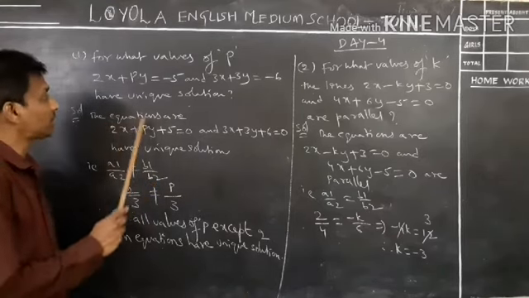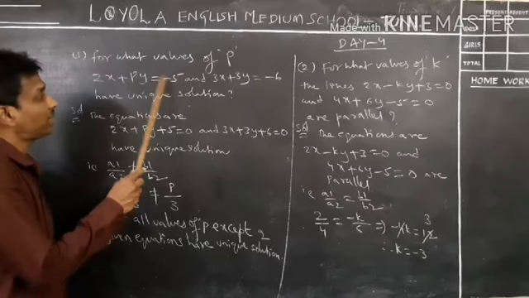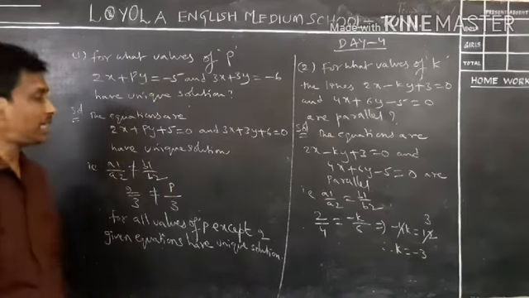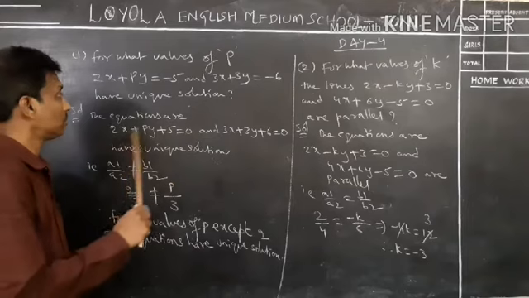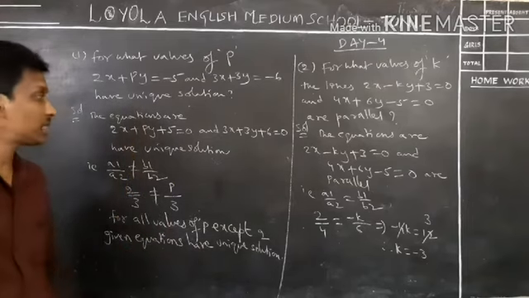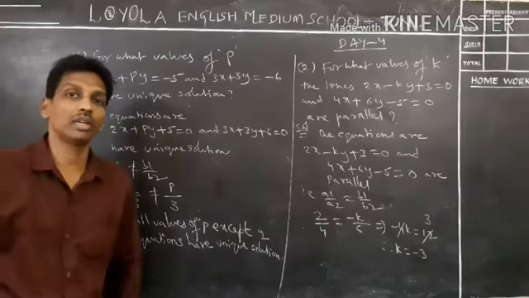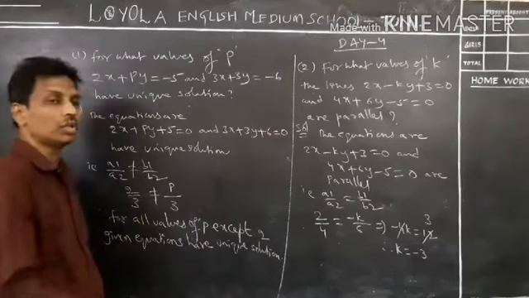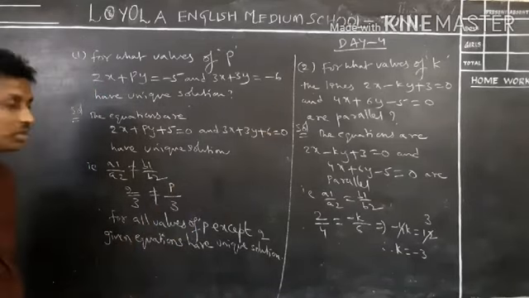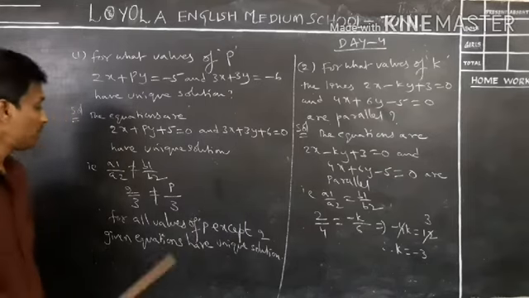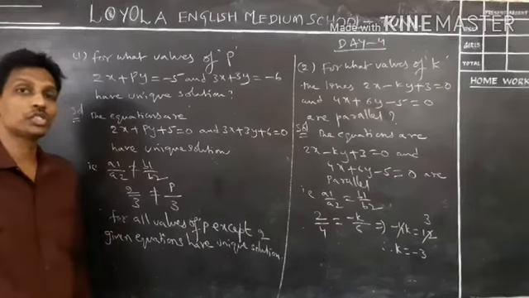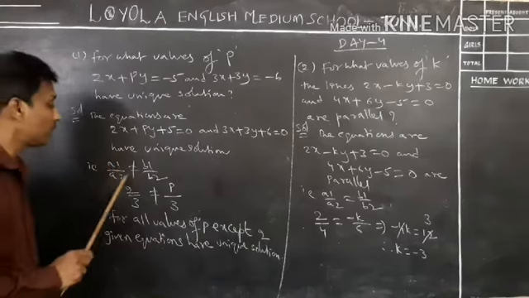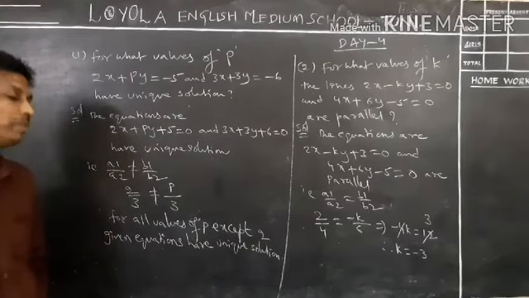So for the equations, let us take minus 5 and minus 6 to the LHS, and write the equations in the form a1x plus b1y plus c1 is equal to 0 and a2x plus b2y plus c2 is equal to 0. They have unique solutions. It was already given in the data. So they have unique solutions means what is the condition? a1 by a2 is not equal to b1 by b2.